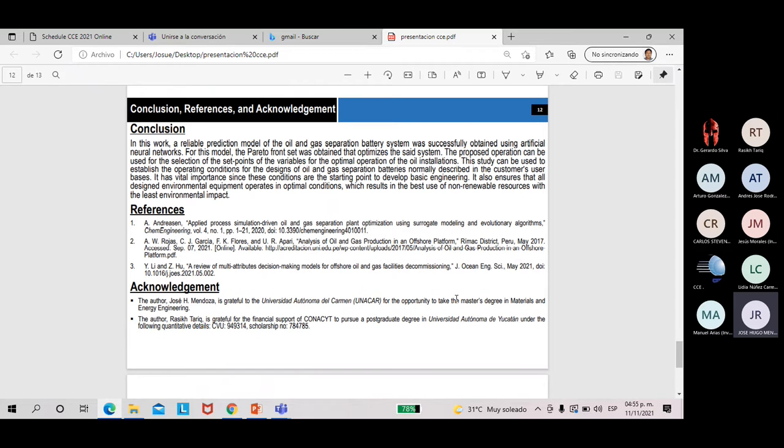Conclusion. The methodology used in this study provides reliable results, and the computational tools were applied correctly to solve the problem. The results can be validated in a real system, since the design variables can be easily adjusted in the field. Applying this methodology, existing oil separation and compression plants can optimize production. And operating the equipment at optimal conditions results in the best use of non-renewable resources with the least environmental impact and economic benefits.